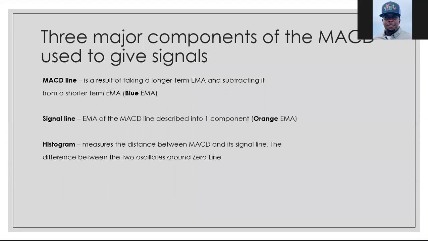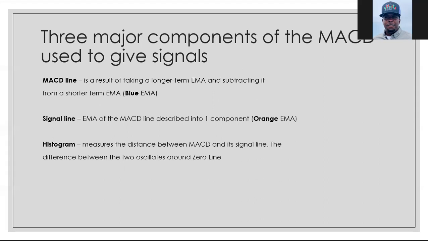All right, so here are your three components of the MACD, used to give your signals. The MACD line. Now, guys, first we'll cover the history behind the MACD, and then we'll get into how we enter and exit markets, and we'll go to the charts. So write these down. I'll go slower on them. The three major components of the MACD used to give signals.